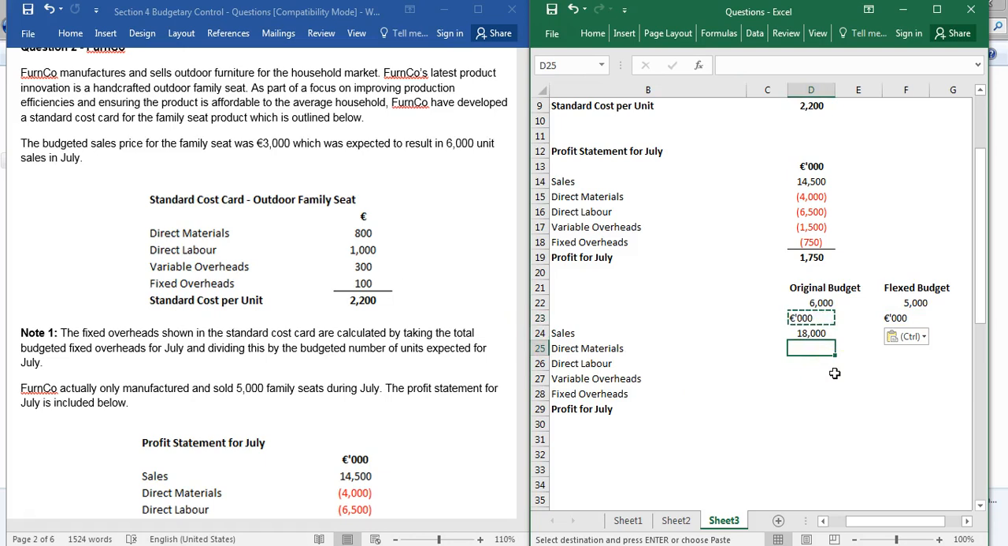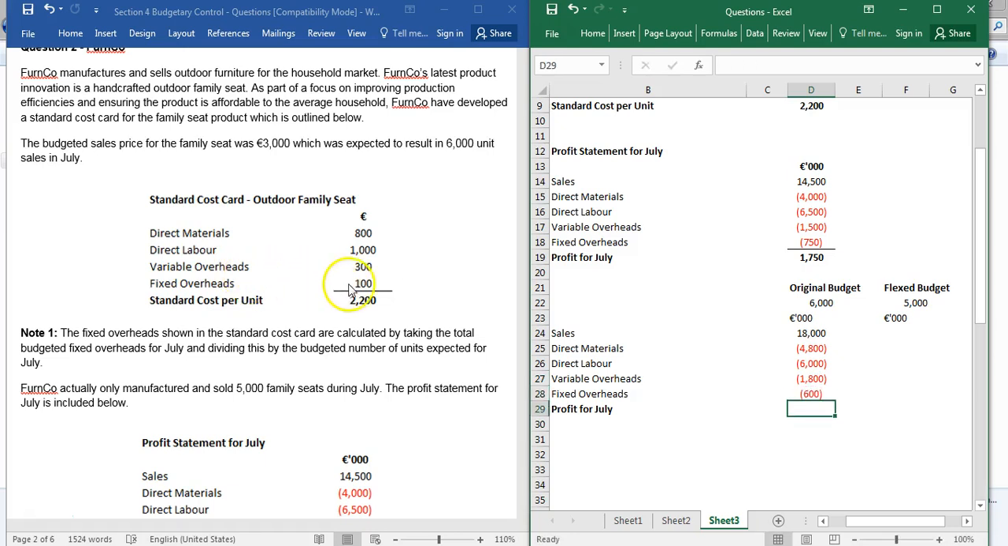Then we have direct materials. Again, we're assuming here that direct materials, direct labour and variable overheads are variable. Unless told otherwise, whenever you see the direct ones, you can assume they're variable unless you're given a note to the question. So it's 6,000, drop the zeros, times 800. Again, minus 1 because it's the cost. The same with labour, 6,000 times minus 1,000, just to get it minuses. 6,000 units times minus 300. And 6,000 units times minus 100.